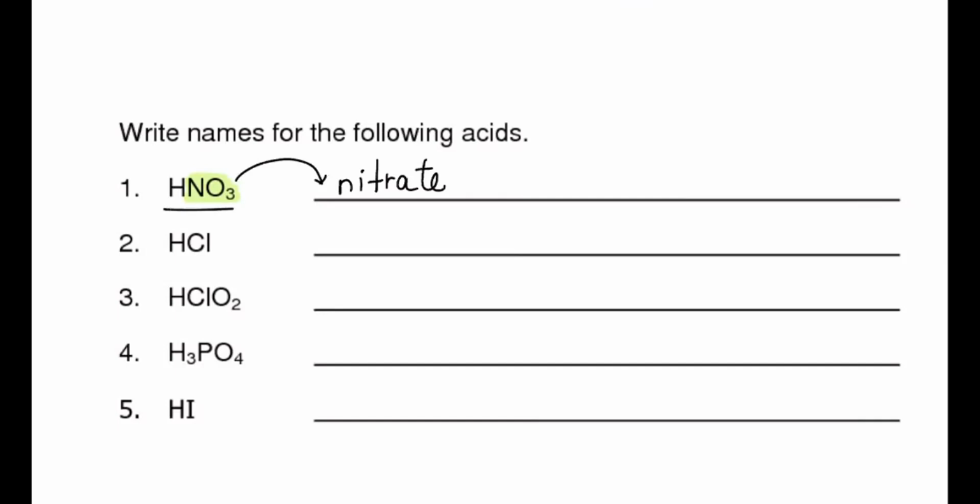Now, this oxyacid, because NO3 is present in it, means that the name of the acid is going to be, I take away the ATE and I put ic acid. So the name of this acid is nitric acid.